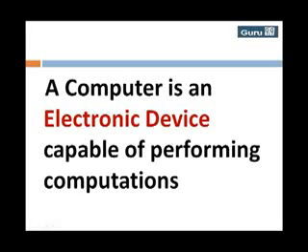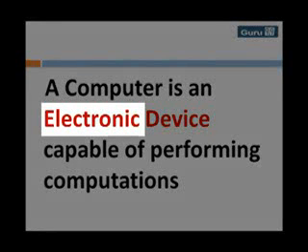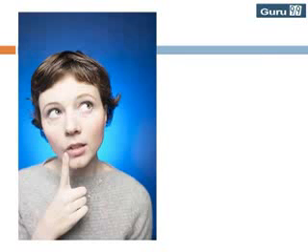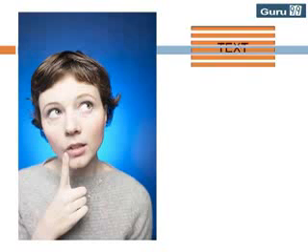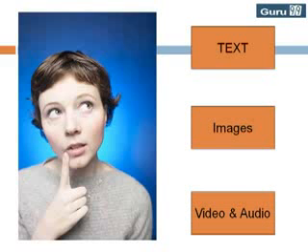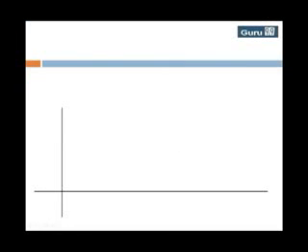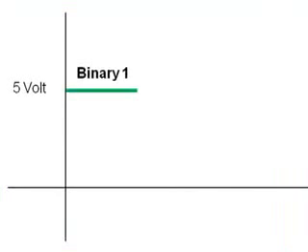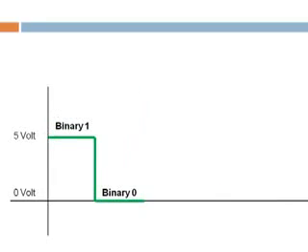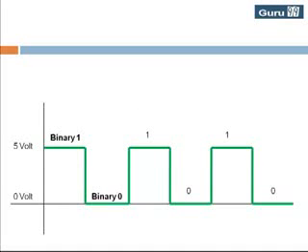Coming back to our definition of computer, you may have noticed the keyword electronic. Thinking of it, if computer is an electronic device, how can it understand and display text, images, videos, and other rich media information? Well, a computer understands only electronic signals, where a 5-volt current represents a binary 1, and a 0-volt current represents a binary 0. Your PC is continually bombarded with these electronic pulses, which it understands.